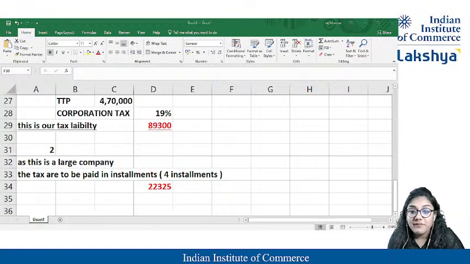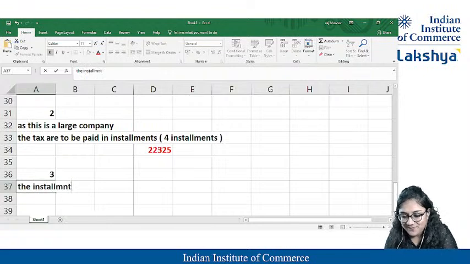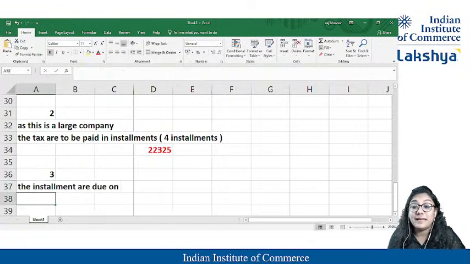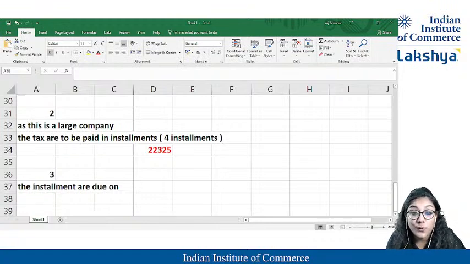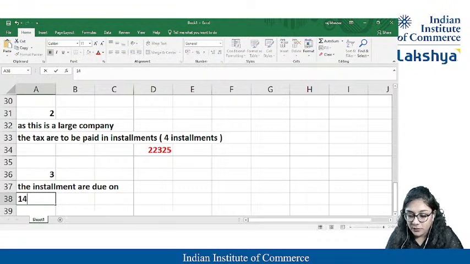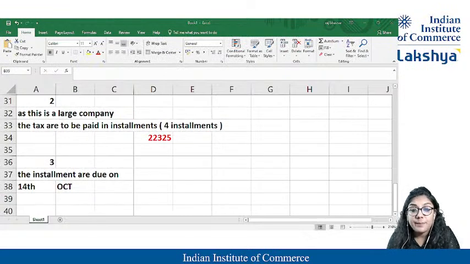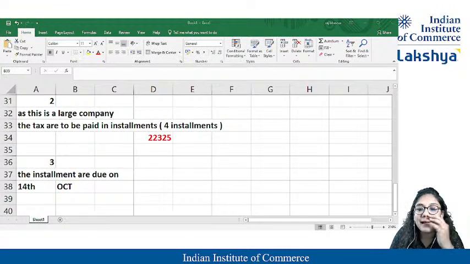But when should I pay? The installments will be due on which date? Let's write that. The installments are due on, we know there are 4 installments. My first installment will be due after 7 months. Students, you should know this at least: October, Jan, April, and July. The 14th of October. But which year? If it is a question, then 22, 23, like that.